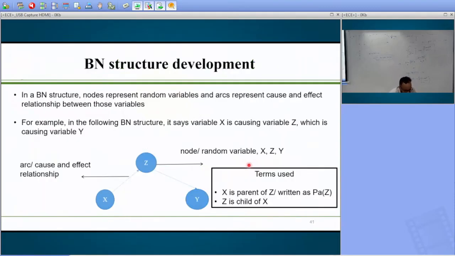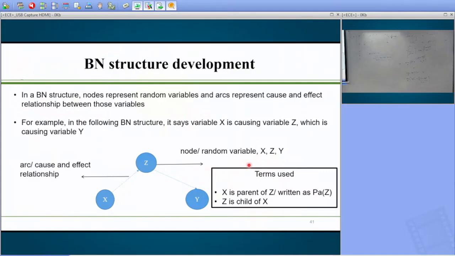Let's start with the basic simple structure, how to construct it and what the structure represents. Suppose you have three variables x, y, z. x is affecting z and z is affecting y. So y is called the child, z is called the parent, and x is called the ancestor. The one which is getting affected is the child, and we have an ancestor part of it. And each variable, each node, is a random variable here.